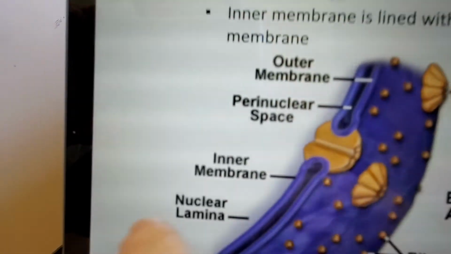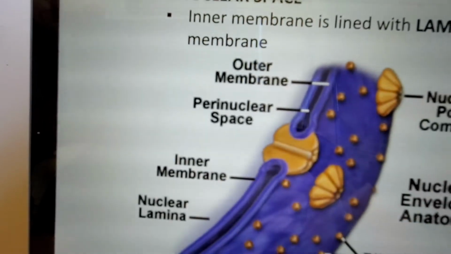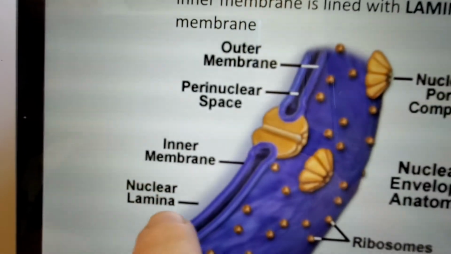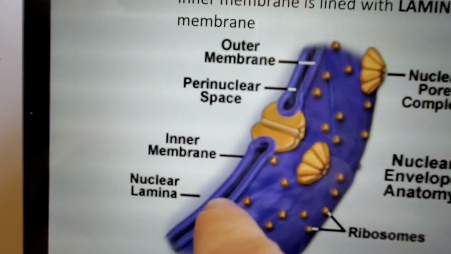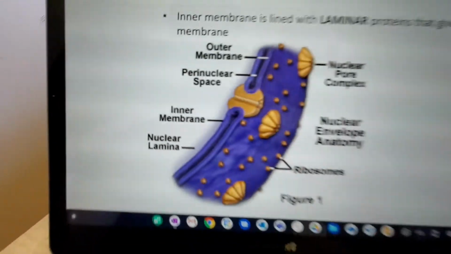There's also the inner nuclear membrane, which has something called nuclear lamina or laminar proteins. We don't see them here, but essentially what laminar proteins do is strengthen the inner membrane so that it doesn't fold in or damage the DNA. They're basically like a shell. They create an inner strong shell to protect the DNA, because the DNA is important, right?